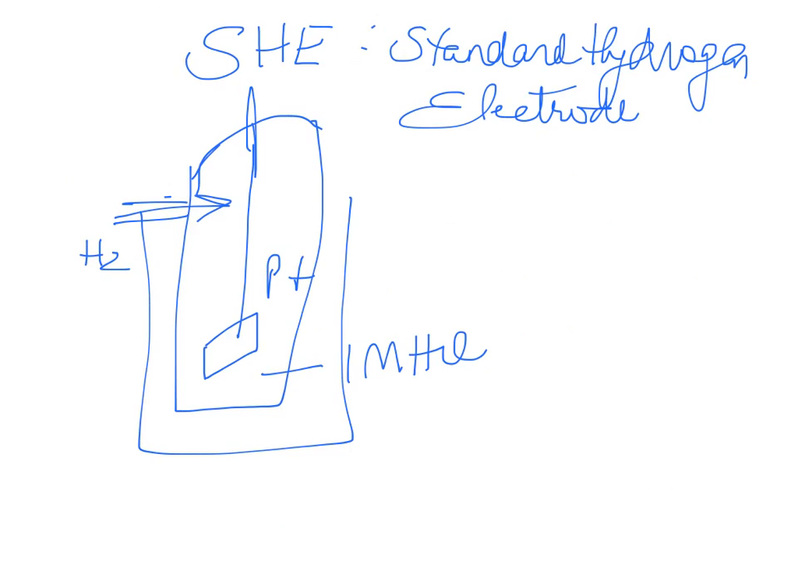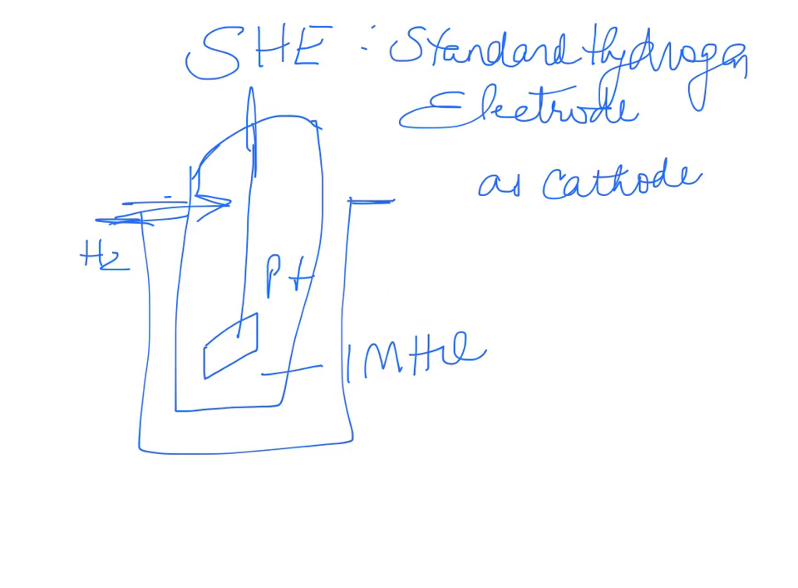So what happens is that we bubble hydrogen gas at 1 atm through the solution. So this is just a rough schematic, and we have that in the PowerPoint as well. So when the SHE acts as the cathode, cathode means that it's supposed to then gain electrons.